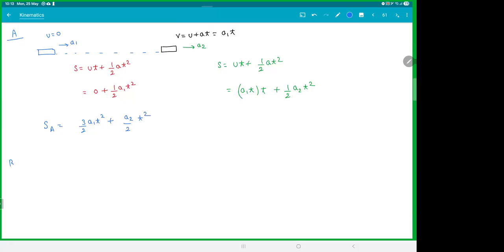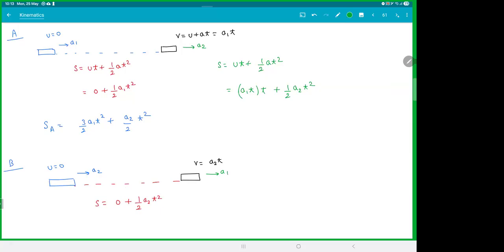The same thing I'll do for B also. Initially u is 0, but this time you're going with A2. Again, we're using the formula S is equal to ut plus half at square. U is 0, so half A2 t square. When the train reaches here, the speed would be A2 into t.